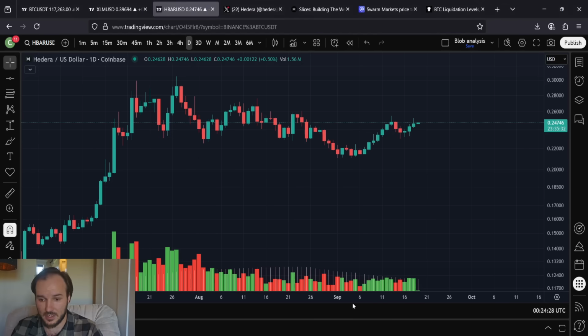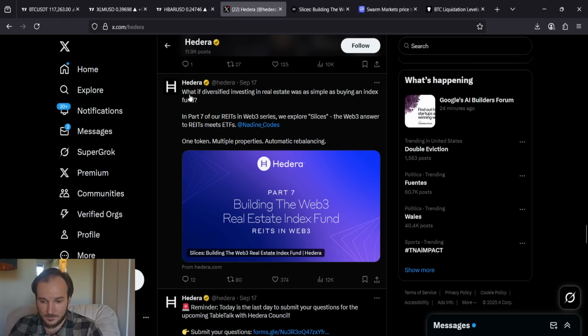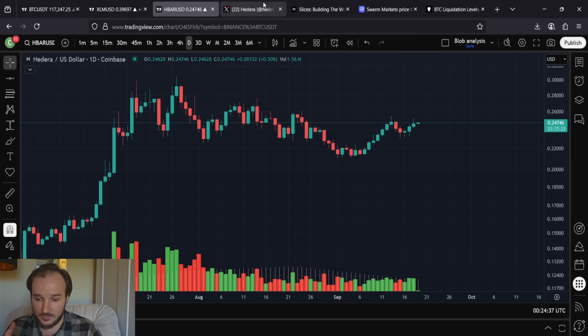So there's this new thing that Hedera has built, which is called slices, which takes that idea and turns it into a kind of index fund, like an ETF, but through digital decentralized means, through tokenization. I want to show you guys what we're talking about here. Hedera: what if diversified investing in real estate was as simple as buying an index fund? I know it's boring, but just pay attention, okay? Because it is valuable. It'll add value to the token itself, and it's one of the reasons why we highly anticipate this thing to do very, very well. I think this is a big deal, you guys.